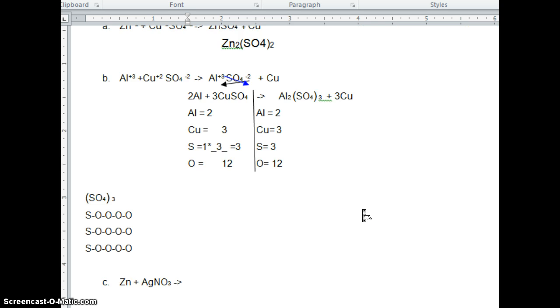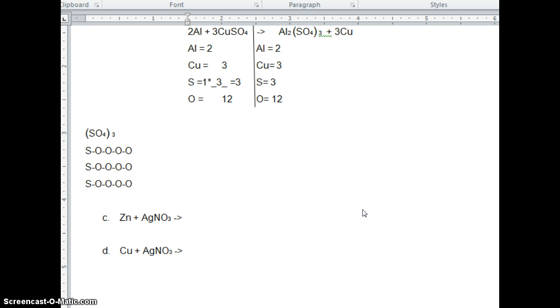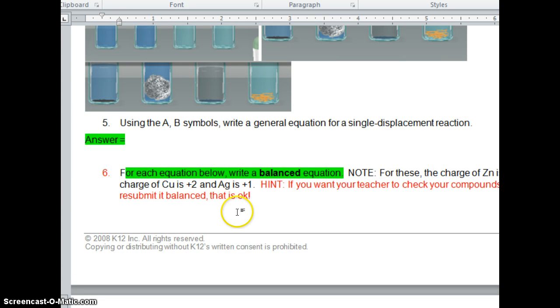All right, let's go to the next one. So the next one we have zinc, which has a charge of +2, and we are combining it with silver, which has a charge of +1. And I knew both those because way back at the top in the directions, I told you.